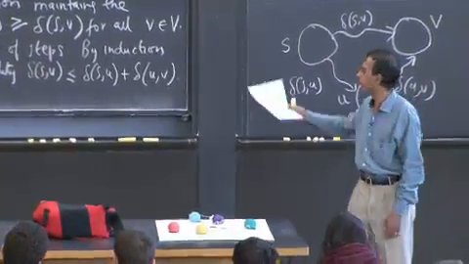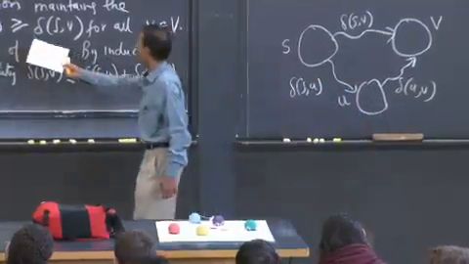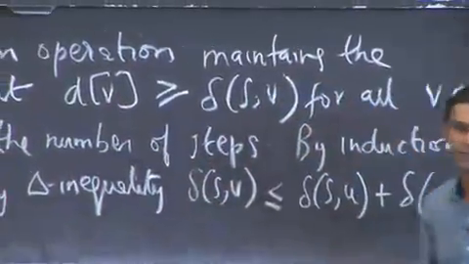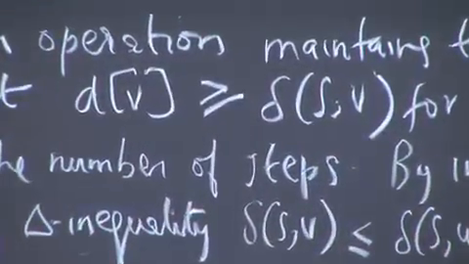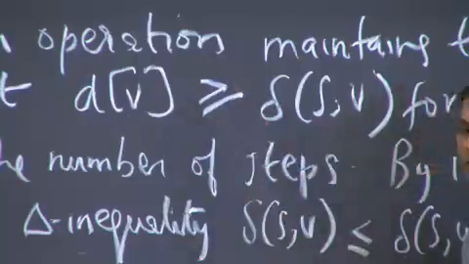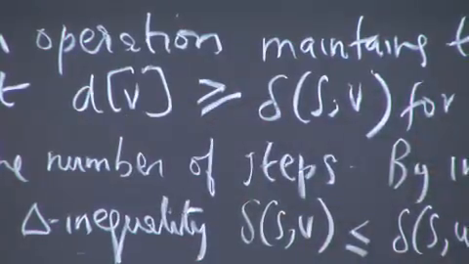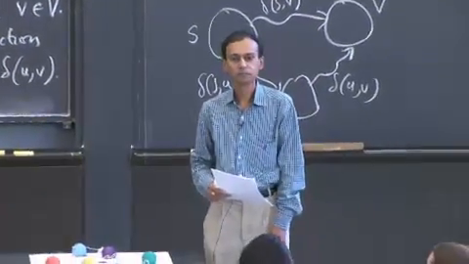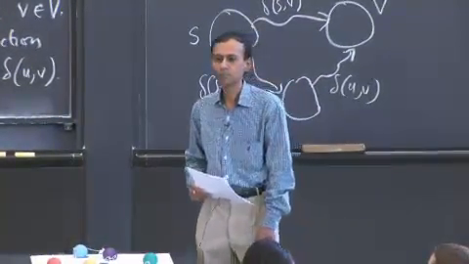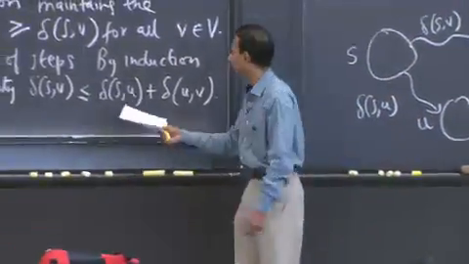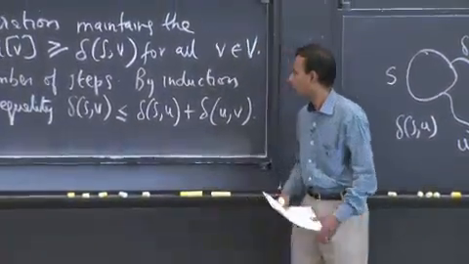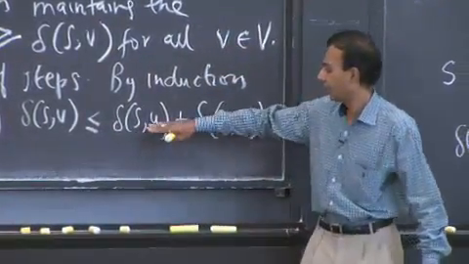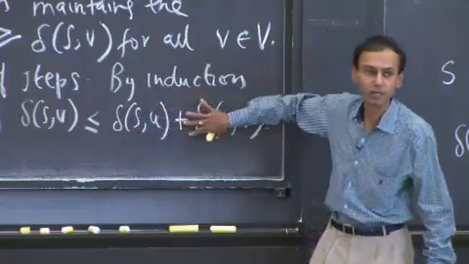How can I prove what I want to prove, which is basically delta of S comma V should be less than or equal to d of V? Okay? That's what I want to show. I've just written it the other way here. How do I do that? Anyone? What can I substitute for? Remember, this is a less than operator, which means that I can replace things over here.